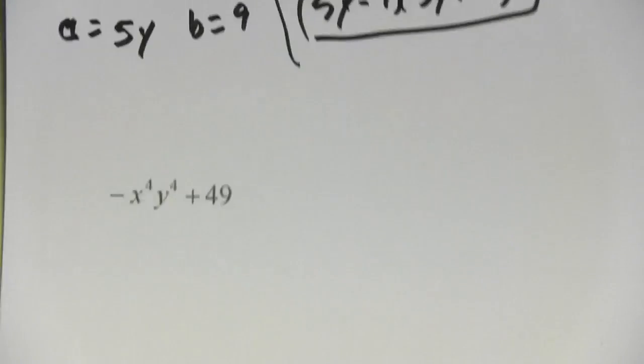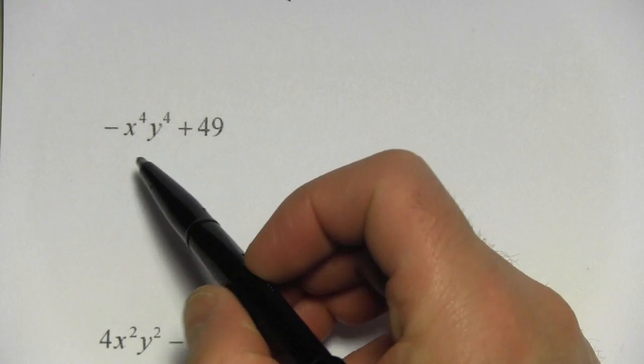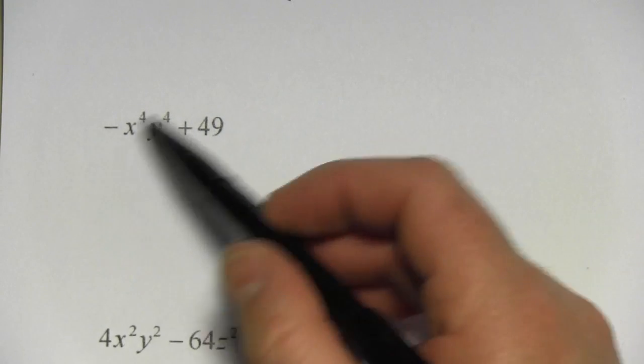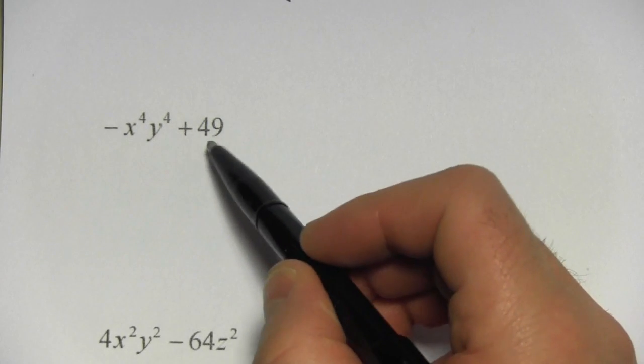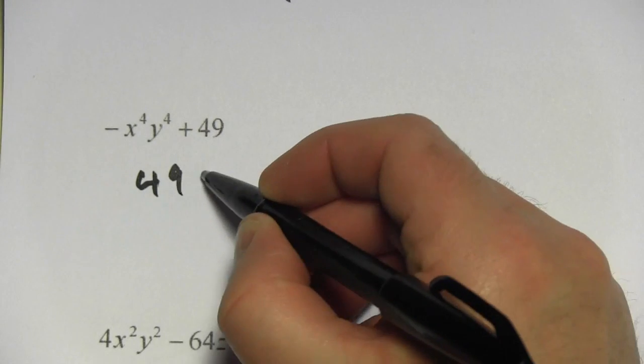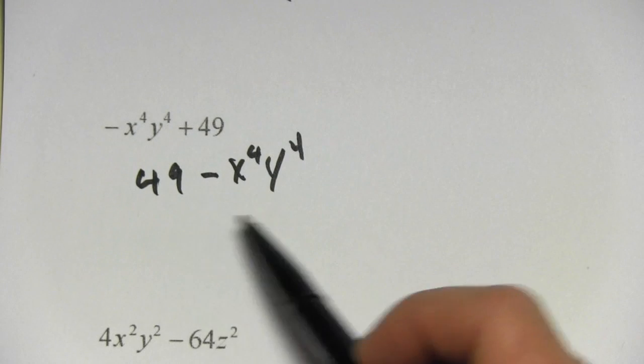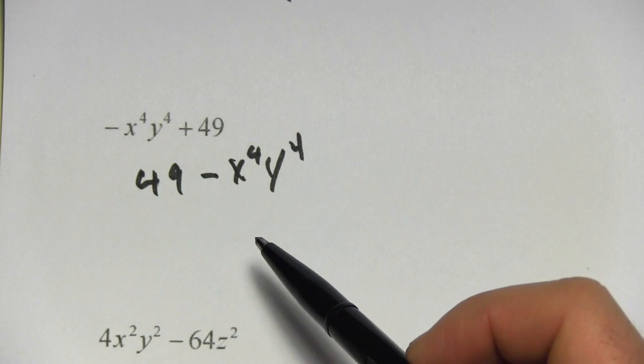Let's try another one of those. So here, now this doesn't look like a difference. We have a plus sign in the middle. However, I'm allowed to write this in any order I want to. Let's say we put the 49 first and the negative x to the fourth y to the fourth second. Aha! Suddenly we have a difference.